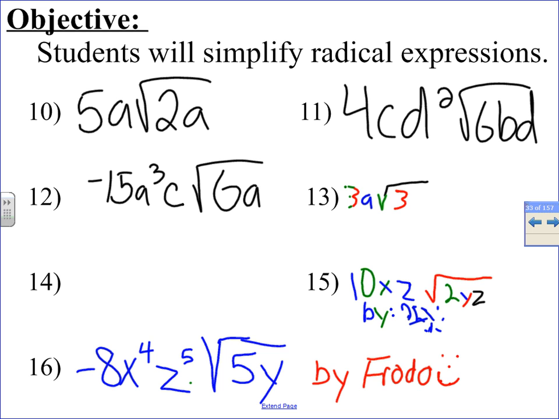Now we get into the really hard ones. Well, 15 and 16 are harder. 14 we need. Frodo, what did you get put for 14? Great job. Very, very good. All right, you guys are getting there.